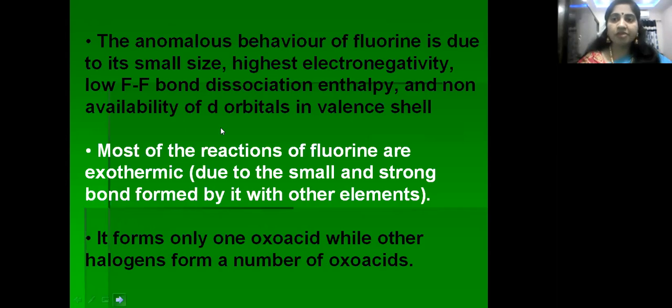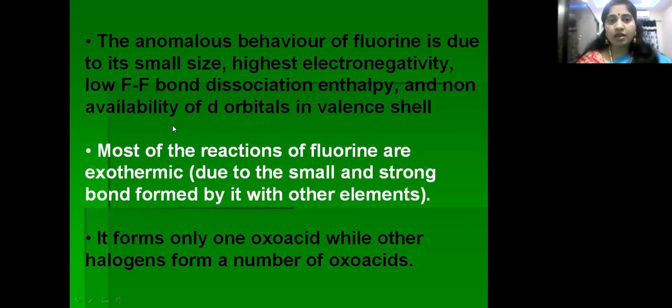Next, the anomalous behavior of fluorine is due to its small size, highest electronegativity and low F-F bond dissociation enthalpy. Just now only we have discussed why it is having low bond dissociation enthalpy, because there is inter-electronic repulsion. So because of inter-electronic repulsion, the bond dissociation enthalpy is very less, and it is having high electronegativity, because it is very small in size. So its ability to attract the bond pair of electrons is very high. So that's why it is having the highest electronegativity.